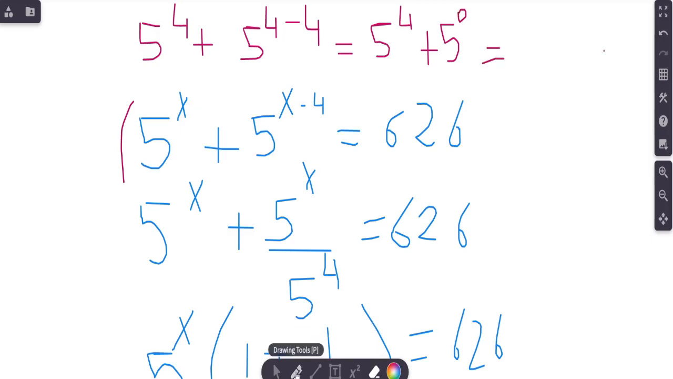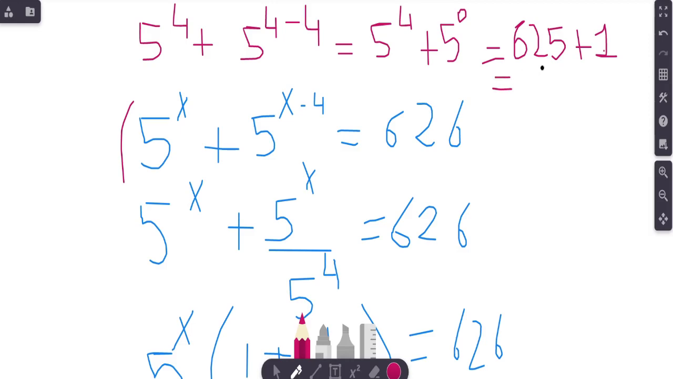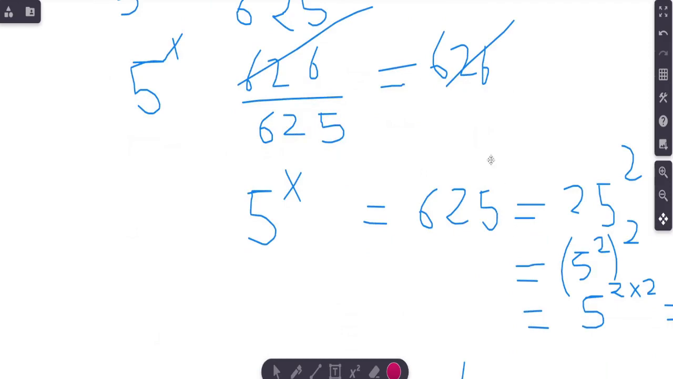So 5 to the 4 is 625, like we saw before, plus 5 to the 0 is 1, which is 626. So it works. So x equals 4.